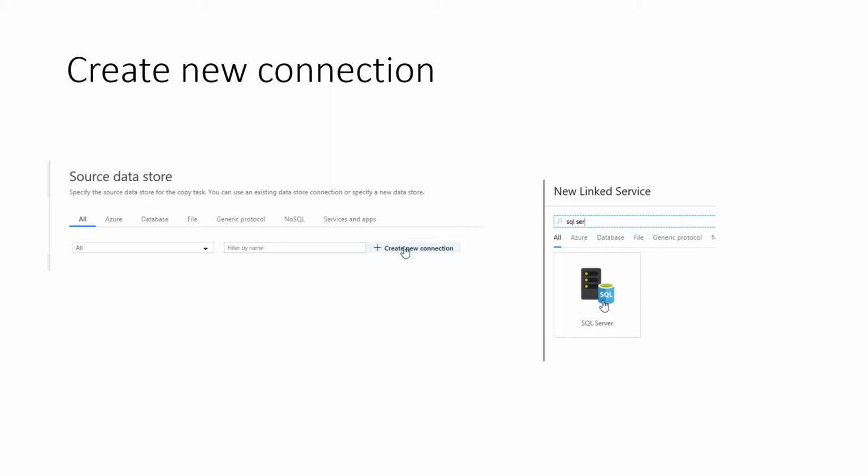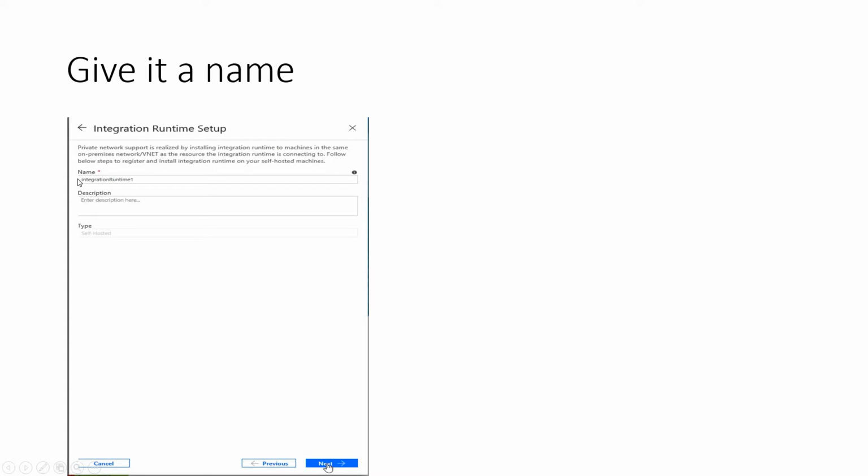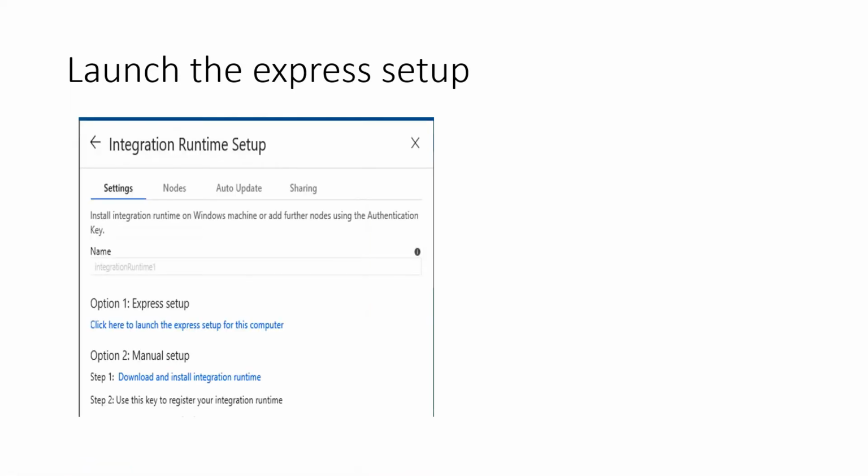We want to stabilize the connection so that it can connect to SQL Server. So you get SQL Server here, you click on that, and then this is the option you get. Because this is from your local environment, you click on self-hosted, click on next, and then you have to give it a name. You choose the name you want to give, and then you will be provided with two options. Either you can go with the manual setup or you can go with the express setup.